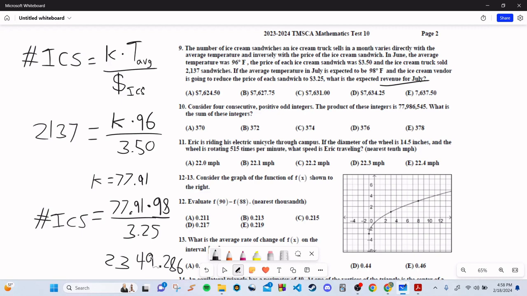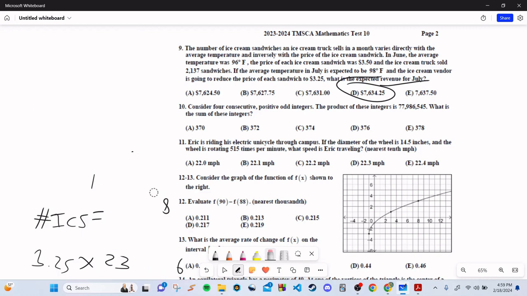2,349.826. But remember, we're talking about ice cream sandwiches. You can't have 0.286 of an ice cream sandwich. So we're going to round down. So we're going to ignore that. We're going to say we have 2,349 ice cream sandwiches. And we're going to take this value, we're going to multiply it by the price. So that would be 3.25. And so that comes out to answer choice D, $7,634.25.